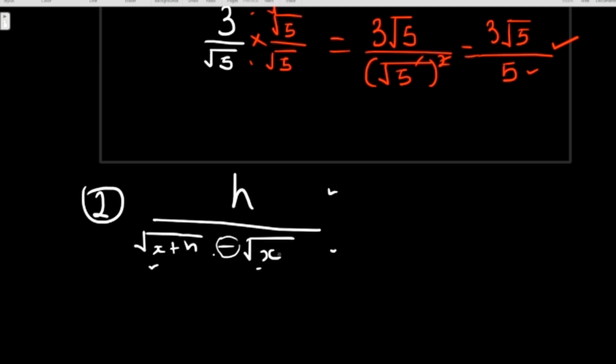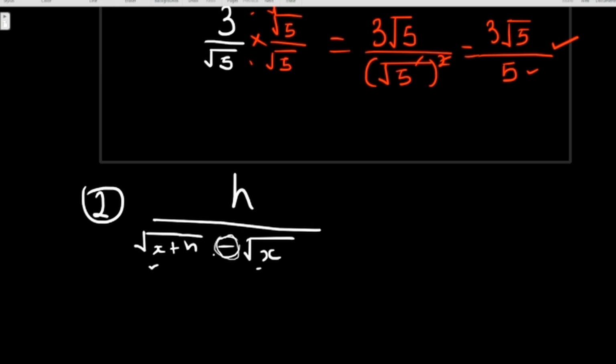Don't even make the mistake of changing it, because that's going to be wrong. The conjugate is simply changing the sign in between the terms. So this one is now going to be a plus. Now let's do the multiplication and see how far we can go with this question.